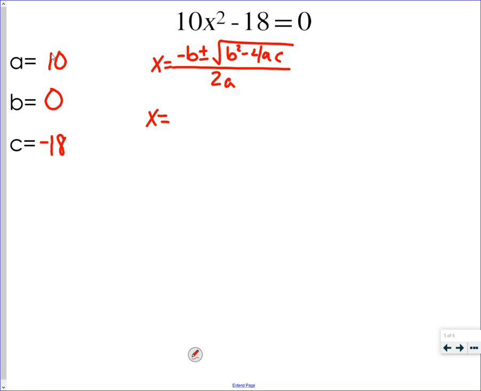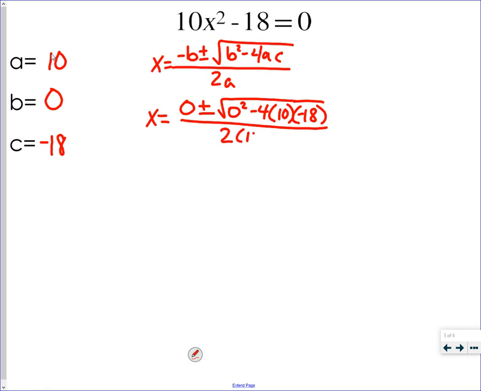The opposite of 0, well, that's still just 0. I just realized now we didn't have any problems today that had the B as a negative number, so you have to take the opposite and get positive. Just realize that can happen. 0 squared minus 4 times 10 times a negative 18 all over 2 times 10.